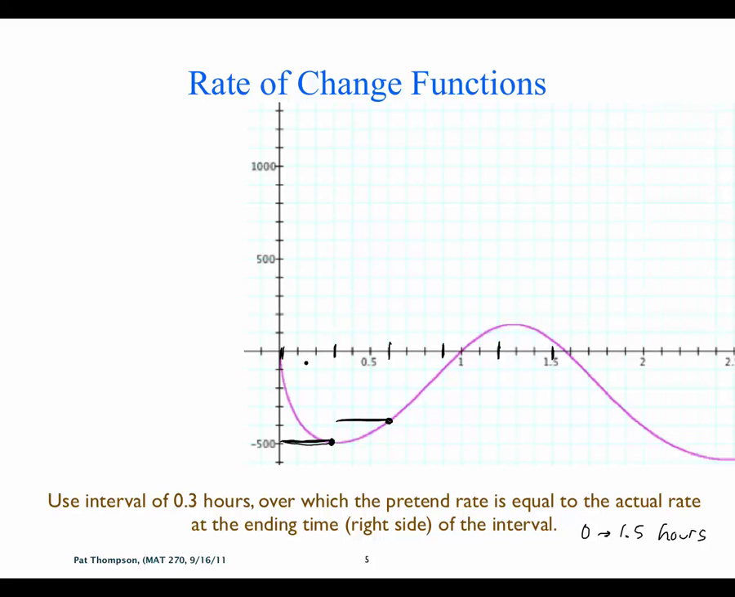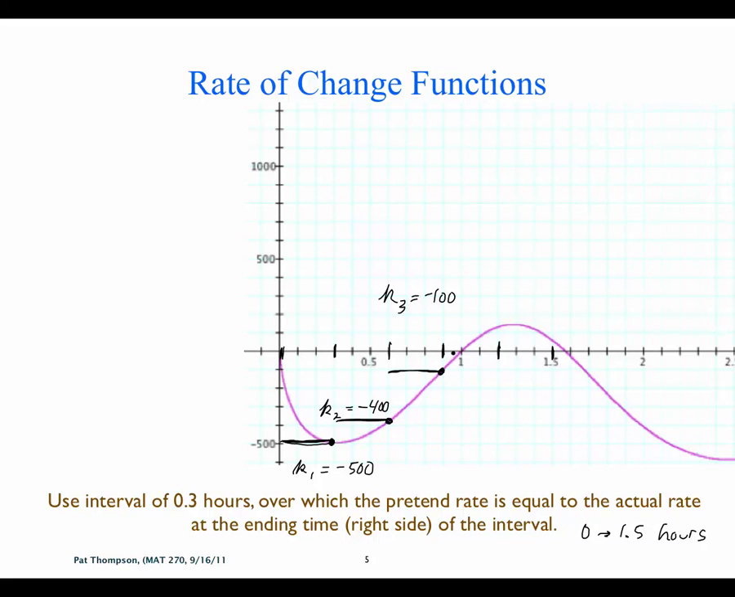Okay, so our first constant rate, we'll call it K1, is negative 500. And then we got K2, negative 400. K3 will be about what? Negative 100. So again, we're always using the actual rate at the right-hand side, or the ending time of the interval. And then we got one more to go here. Oh no, two more to go.